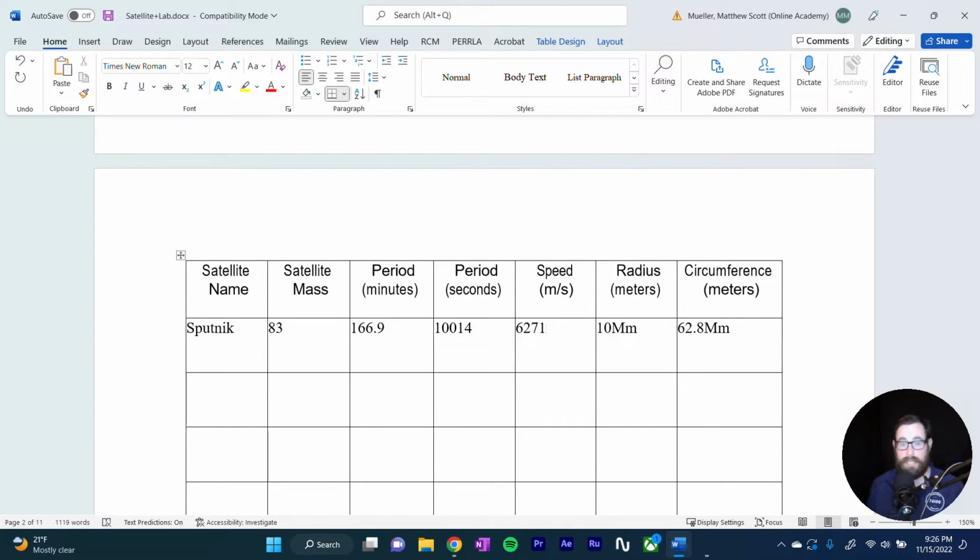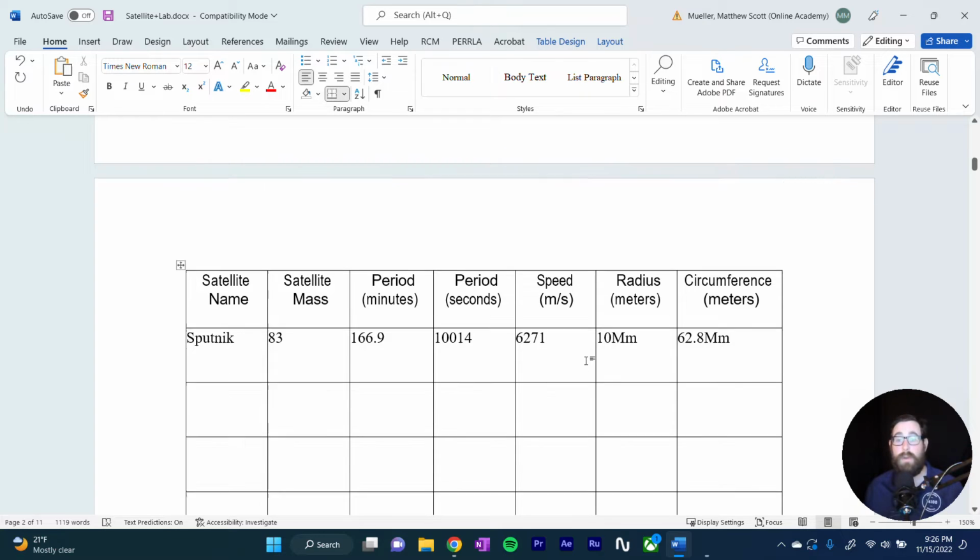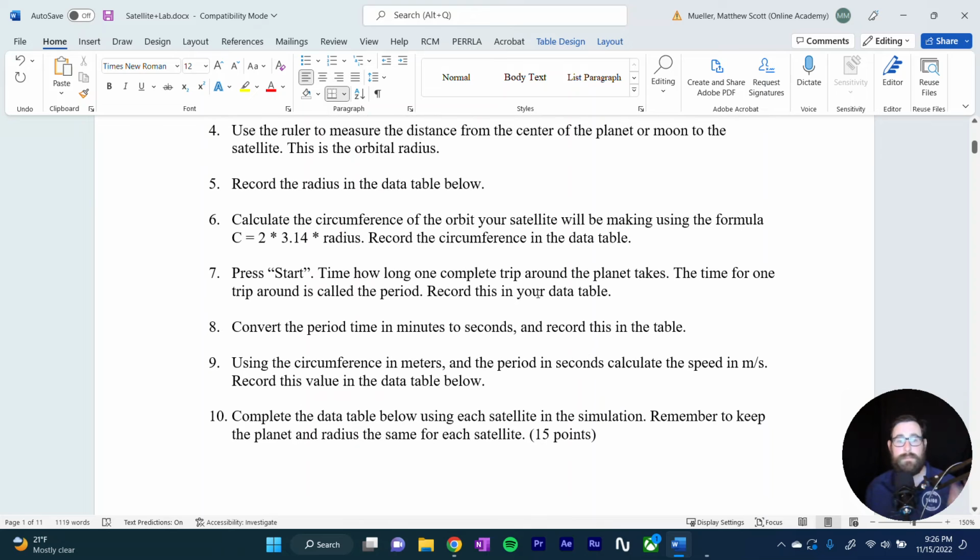627.671. And that's meters per second. So I calculated that. I'm going to go ahead and do this. And now here's the change you're going to make. For part 1, if you read through here, the only thing you're going to change, if you look at number 10, it says we're going to complete the table using each satellite.